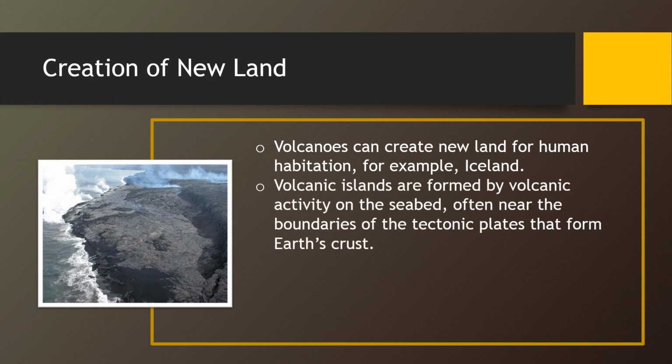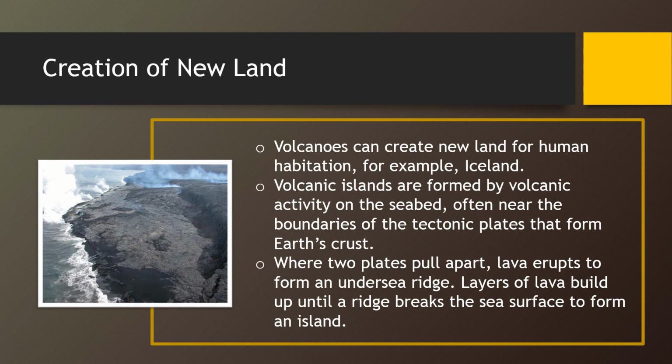Volcanic islands are formed by volcanic activity on the seabed, often near the boundaries of tectonic plates that form Earth's crust. Where two plates pull apart, lava erupts to form an undersea bridge. Layers of lava build up until a ridge breaks the sea surface to form an island.